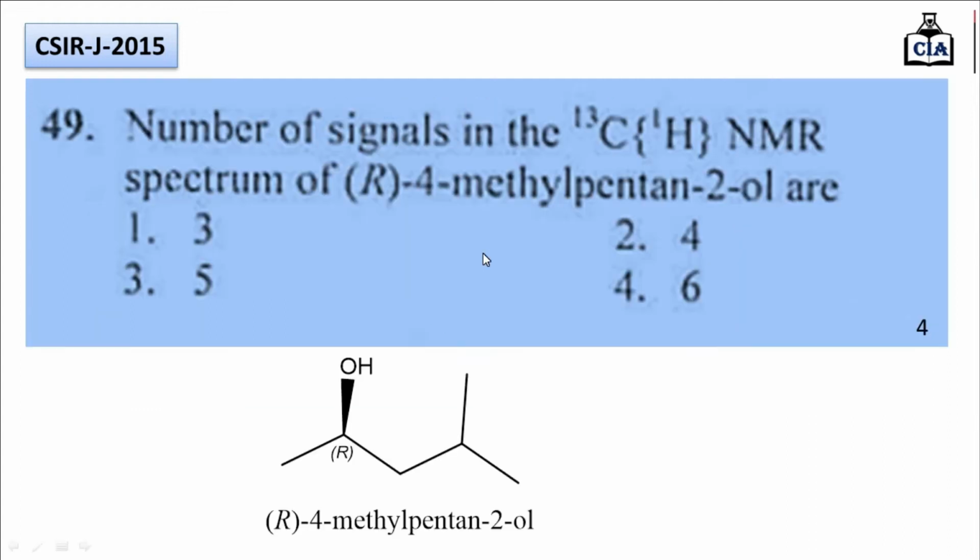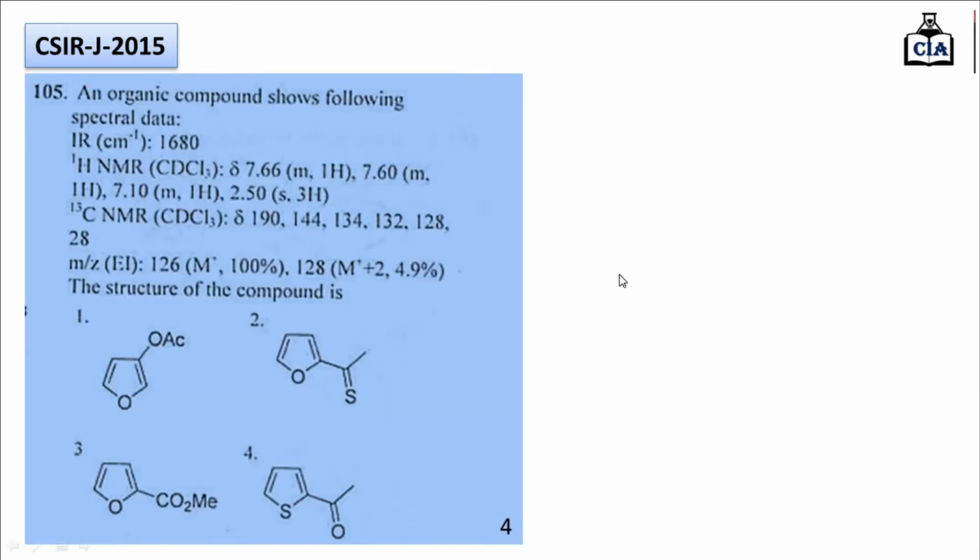Now the next question from CSIR June 2015. In this question we have to find out the total number of signals appearing in a carbon-13 proton decoupled NMR spectrum. So just find out the total number of non-equivalent carbon atoms, which will give the total number of signals. So this is the first type, second, third, fourth, fifth and sixth. So there are a total of 6 types of carbon atoms, so that will give a total of 6 NMR signals in a carbon-13 proton decoupled spectrum.